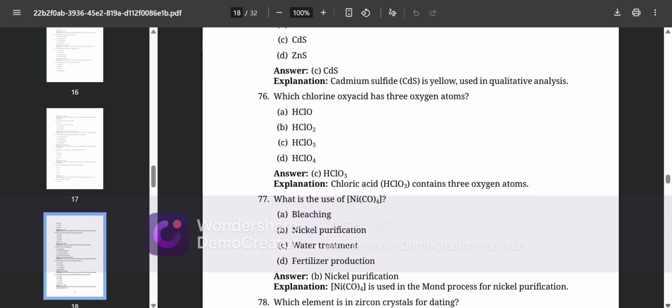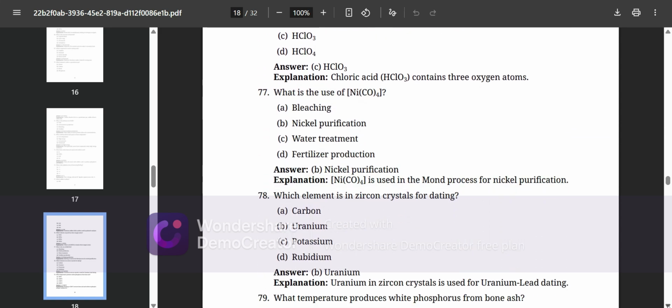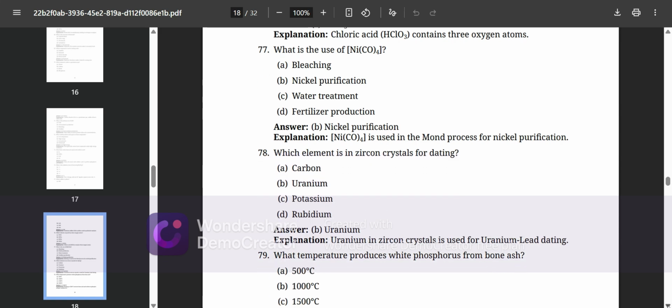Which chlorine oxyacid has 3 oxygen atoms? HClO3. Chloric acid HClO3 contains 3 oxygen atoms. What is the use of NiCO4?